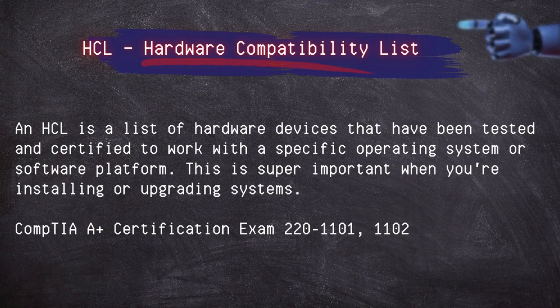HCL, or Hardware Compatibility List. Now, HCL is a list of hardware devices that has been tested and certified to work with a specific operating system or software platform. It is super important when you're installing or upgrading systems.